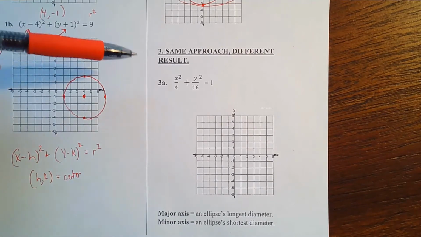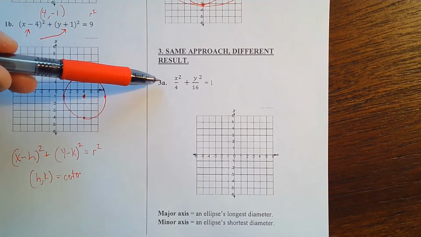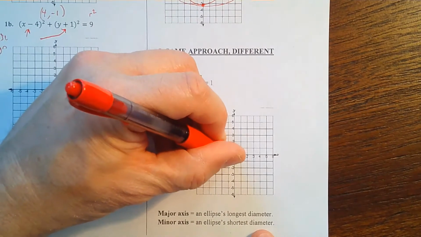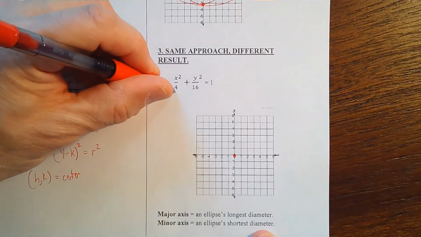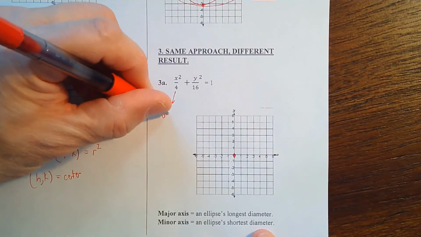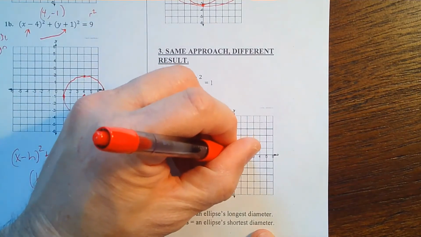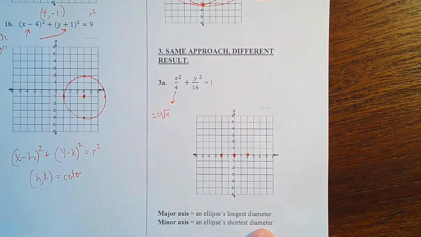So x squared over 4 plus y squared over 16 equals 1. Again, my center is at 0, 0. Now the number underneath the x squared is a 4. I take the square root of 4 and we get 2. So I count 2 units to the right and to the left of the center.